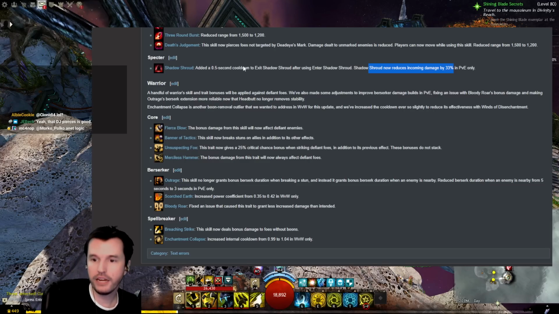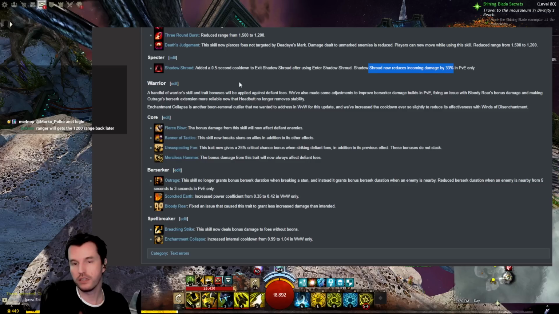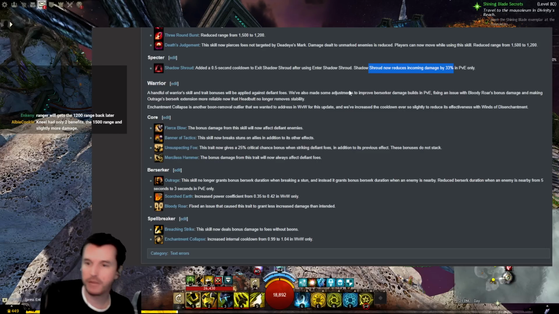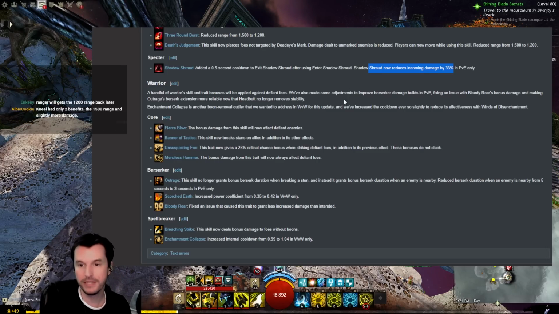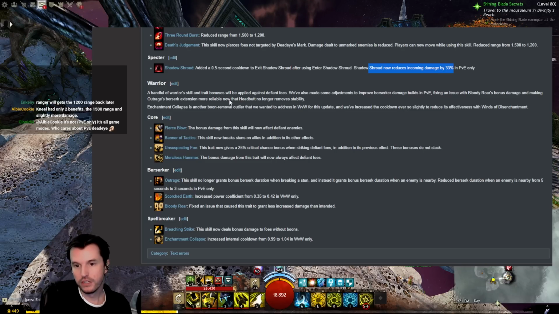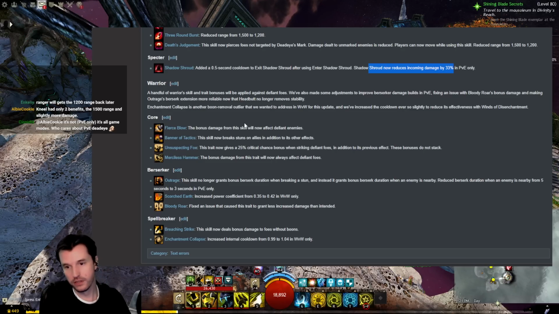Warrior. A handful of warrior skill and trait bonuses will be applied against defiant foes. I mentioned earlier that Untamed Warrior got a lot of this. We've also made adjustments to improve Berserker damage builds in PvE, fixed an issue with Bloody Roar's bonus damage, and made Outrage's Berserk extension more reliable. Now the Headbutt no longer removes stability. Enchantment Collapse is another boon removal outlier we want to address in World vs. World for this update, and we've increased the cooldown ever so slightly to reduce its effectiveness with Winds of Disenchantment. So, core warrior changes. Fierce Blow will now work on Defiant enemies.